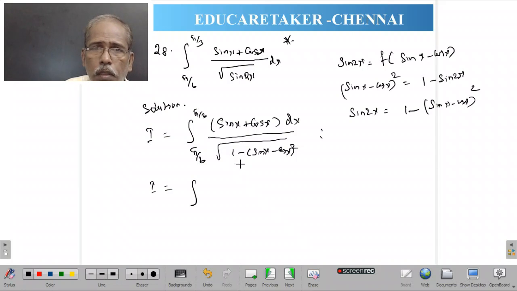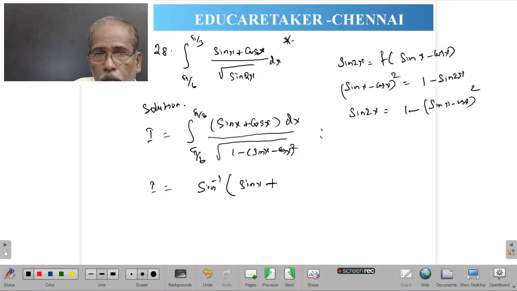What to do? We can write straight away. This is of the form d of (sin x minus cos x) by root of 1 minus (sin x minus cos x) square, so what is the integral of this? Sin inverse of sin x minus cos x. That's all. Sin inverse of (sin x minus cos x), lower limit pi by 6, upper limit pi by 3.